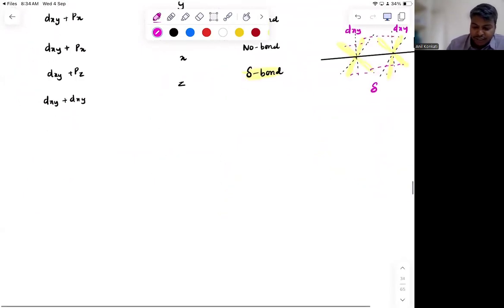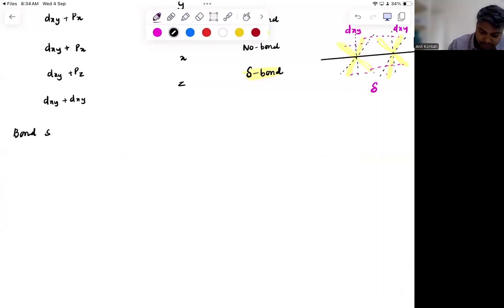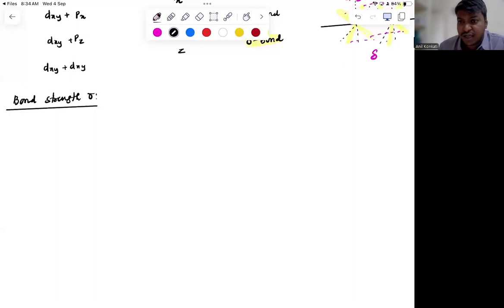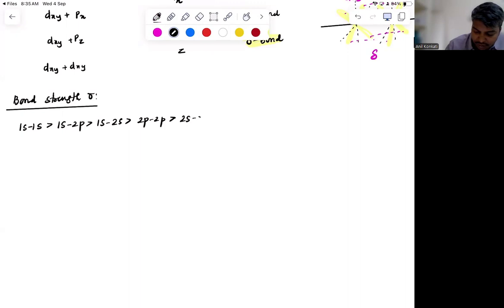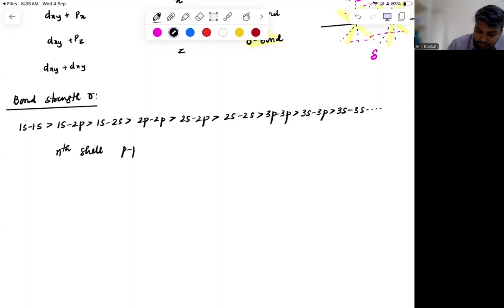Now bond strength also. Another thing is bond strength, first for sigma bonds. Which bond is stronger? Please note this order and mug up. First, 1s and 1s have the strongest bond, then 1s and 2p, 1s and 2s, then 2p and 2p, then 2s and 2p, then 2s and 2s, then 3p and 3p, then 3s and 3p, then 3s and 3s, and so on. Generally for the nth shell, pp sigma bond is always greater than sp sigma bond, which is always greater than ss sigma bond. Keep that in mind.